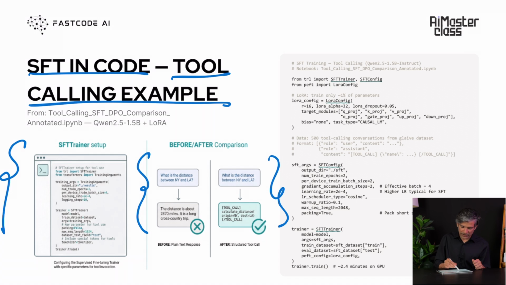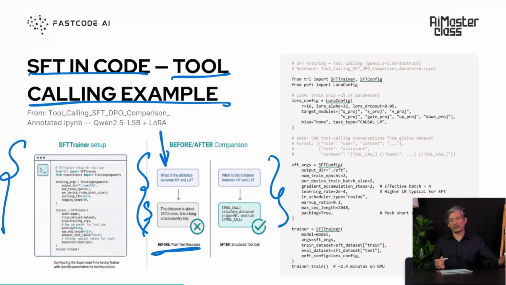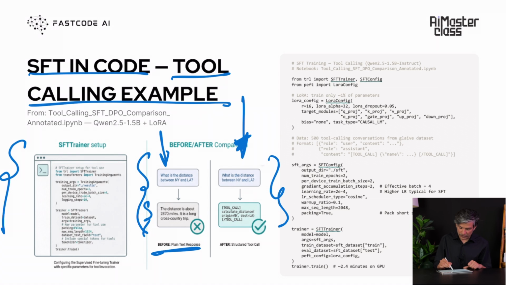So before, if you ask it a question like what's the distance between New York and LA, it gives a textual answer. It says the distance is about 2870 miles. It's a long cross country trip, and it's a plain text response based on the pre-training, right? But after the tool calling SFT step, it is able to say, what is the difference between NY and LA, and it calls this tool and calculates the distance between origin and destination, and it has those begin tool call and end tool call tags.